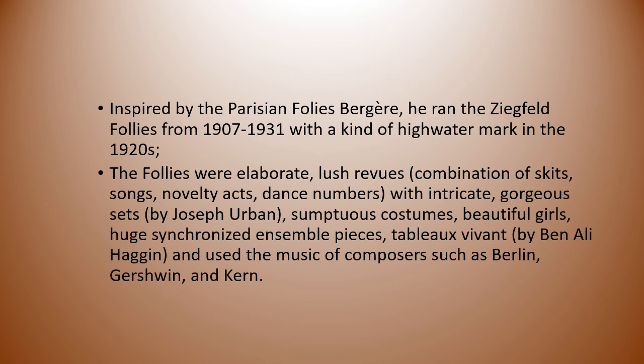The Follies were elaborate, lush revues, so they were a combination of skits, songs, novelty acts, and dance numbers, with intricate, gorgeous sets designed by Joseph Urban. Joseph Urban's a very important designer of this period. Sumptuous costumes, beautiful girls, huge synchronized ensemble pieces, so moving around, sometimes not exactly dancing, just moving around the stage in this synchronized, coordinated fashion. And then tableau vivant, especially as designed by Ben Ali Haggin. And a tableau vivant is literally a living picture. So what you do is you take these, usually it's women, and you arrange them into some kind of picture. We'll see some examples in a moment. And then they use the music of composers such as Irving Berlin, George Gershwin, and Jerome Kern, so some of the major composers of the era.